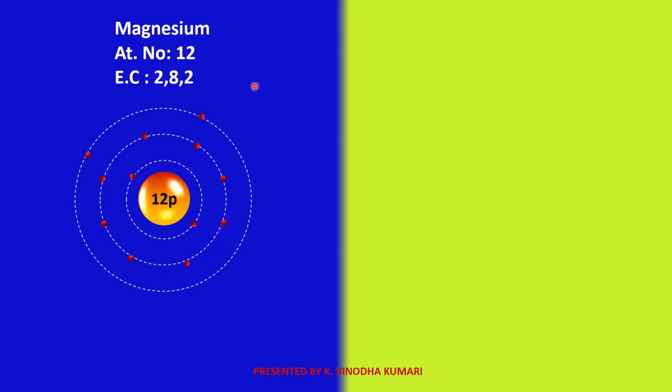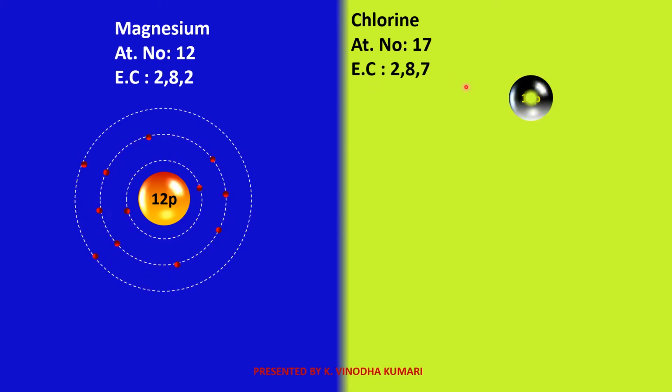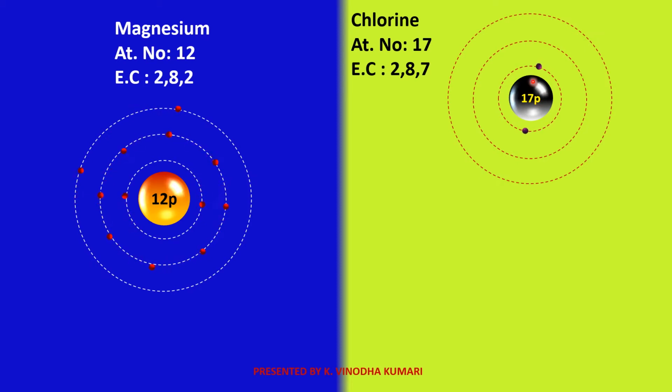So these 2 electrons are to be transferred to chlorine. Chlorine's atomic number is 17 and it has the configuration 2, 8, 7. 17 protons in the nucleus. First shell 2 electrons, second shell 8 electrons, and in the third shell it will have 7 electrons. It is short of 1 electron, but magnesium can donate 2 electrons. So another such chlorine will be there which can take 1 electron.